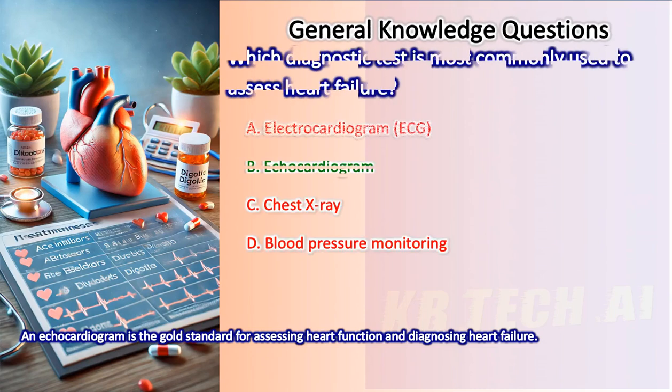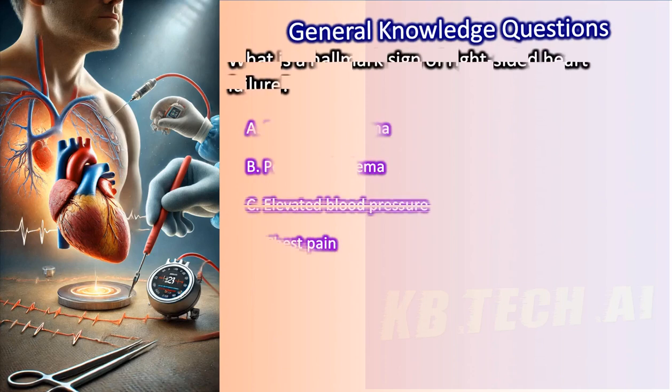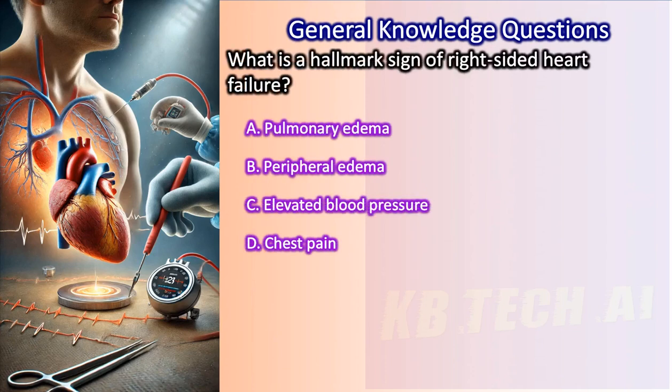The answer is option 2. Echocardiogram. Which is a hallmark sign of right-sided heart failure? Option 1. Pulmonary edema. Option 2. Peripheral edema. Option 3. Elevated blood pressure. Option 4. Chest pain.